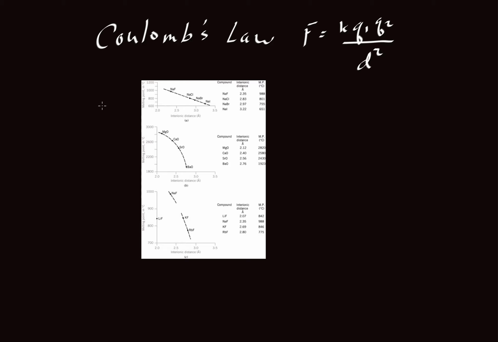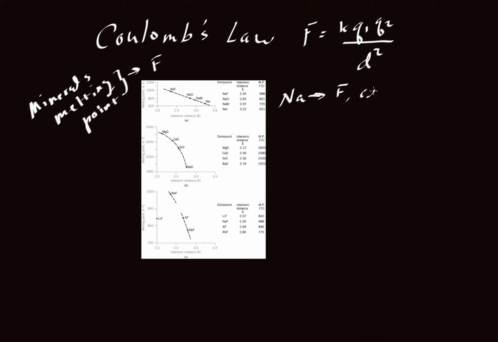So in this case, for this very nice diagram by Klein and Dutrow in the mineralogy textbook, on this vertical axis in all three of these panels, instead of force per se, they're looking at minerals or compounds where they're comparing melting points. So the melting points here are a proxy for the force of attraction. And in this top panel, they show sodium as it is bonded to fluorine, chlorine, bromine, and iodine.